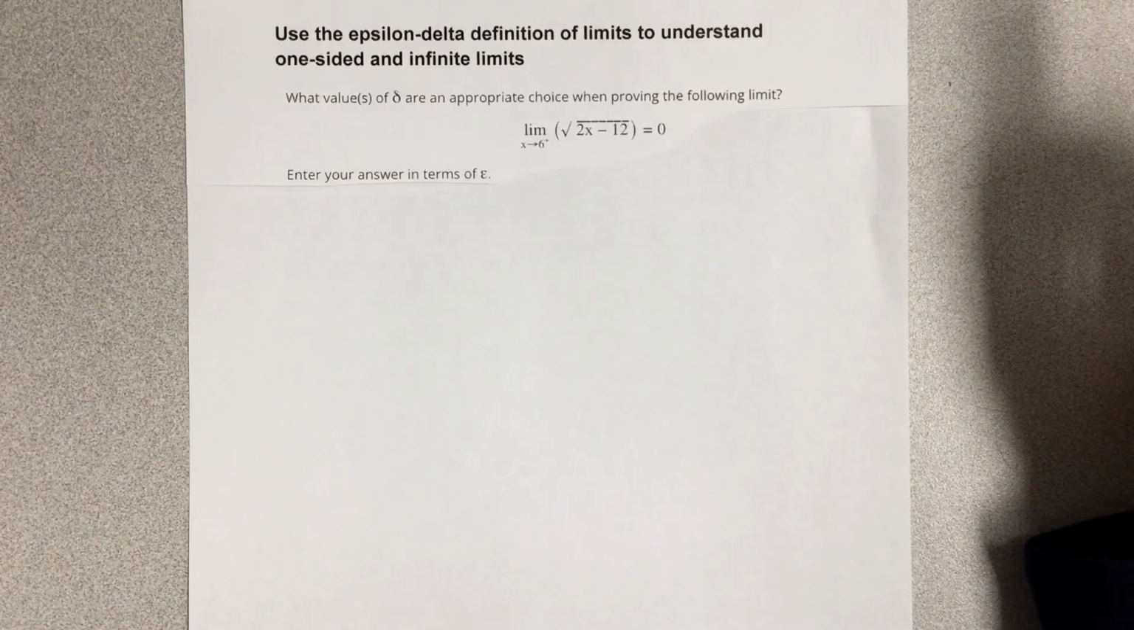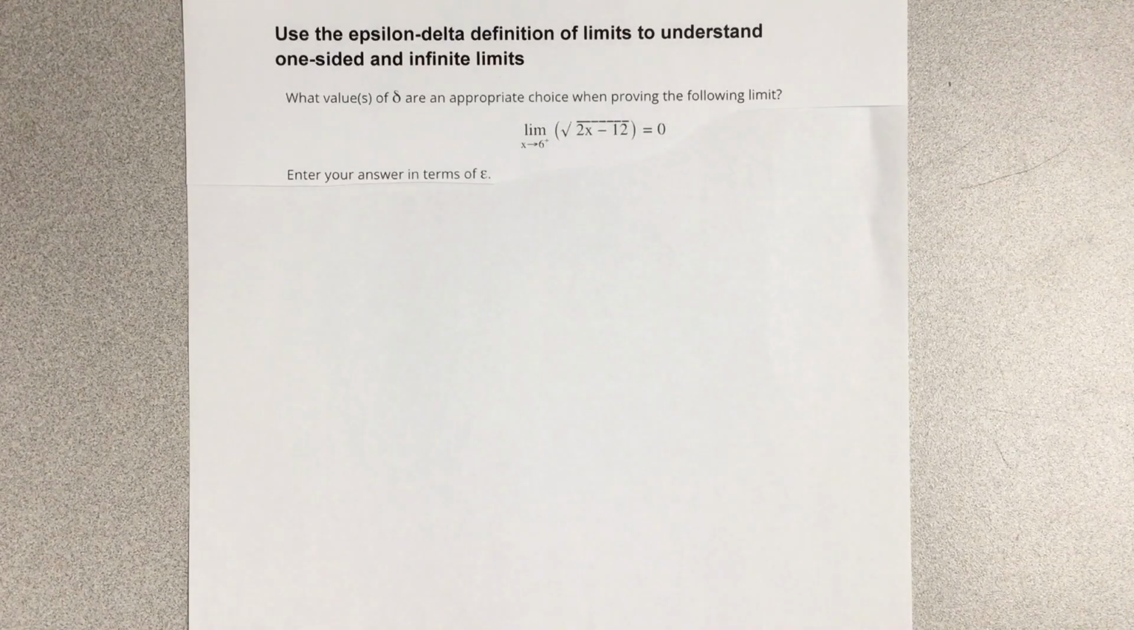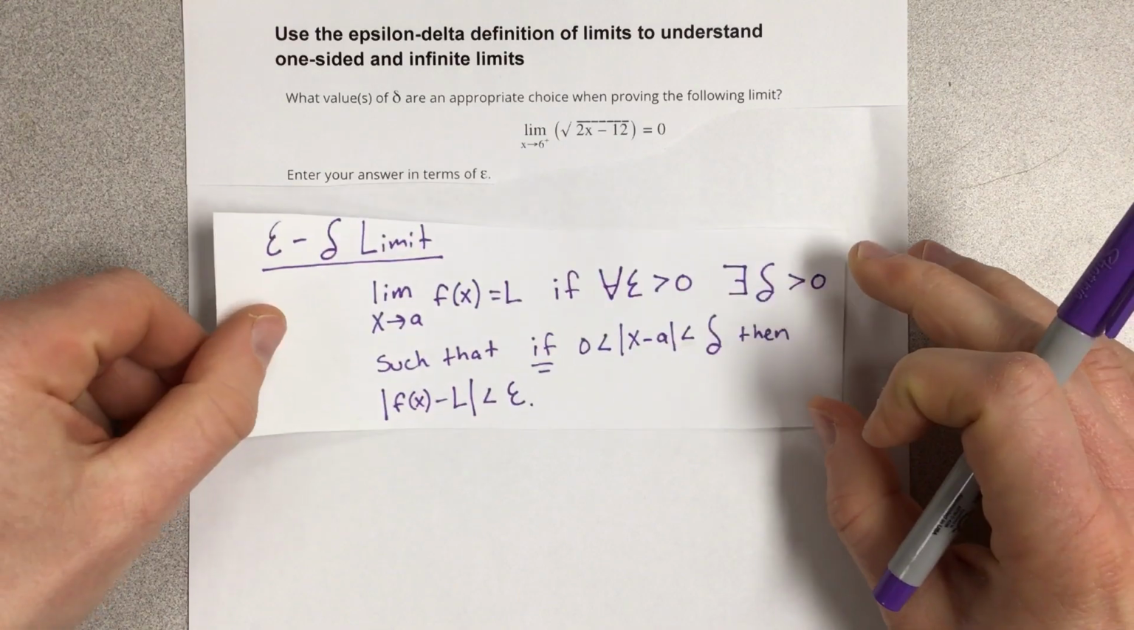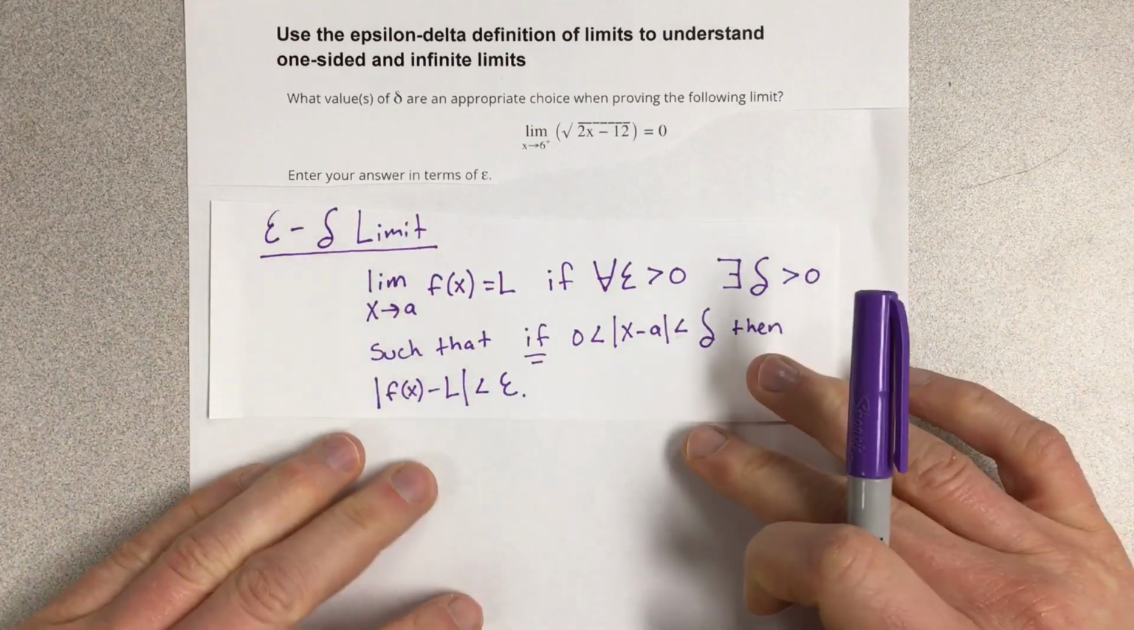In this video, we're going to use the epsilon-delta definition of limits to understand one-sided and infinite limits. It says, what values of delta are an appropriate choice when proving the following limit? And they give you the limit as x approaches 6 from the right of root 2x minus 12 equals 0. Let's look at the epsilon-delta limit definition.